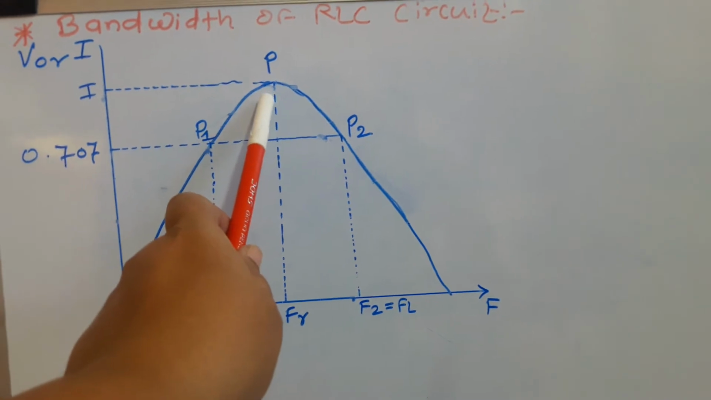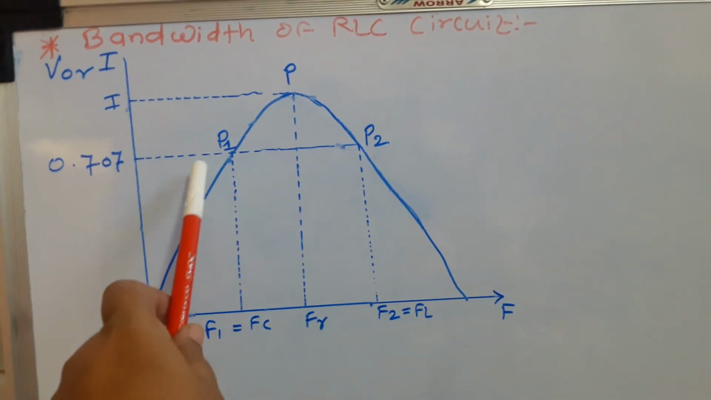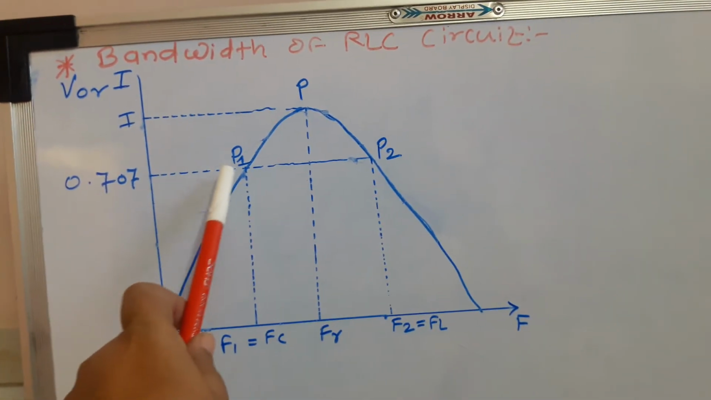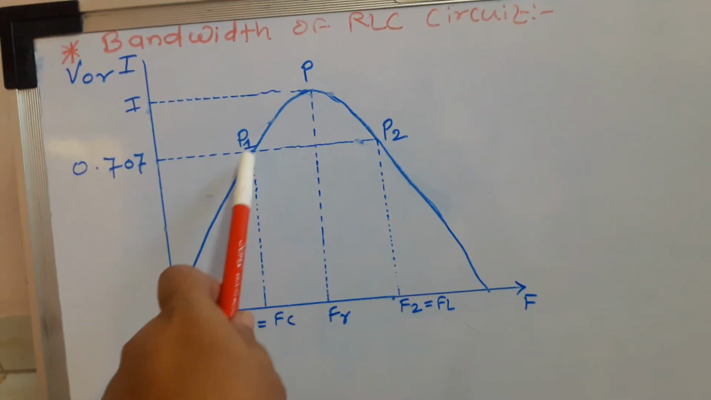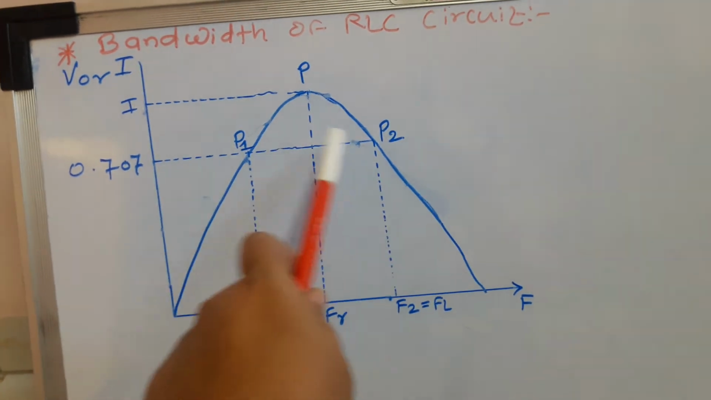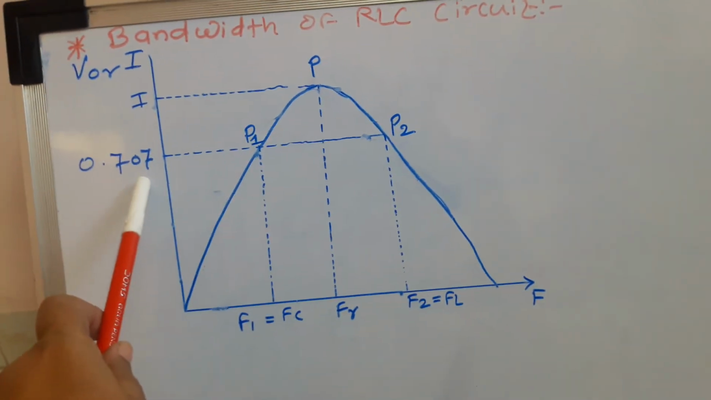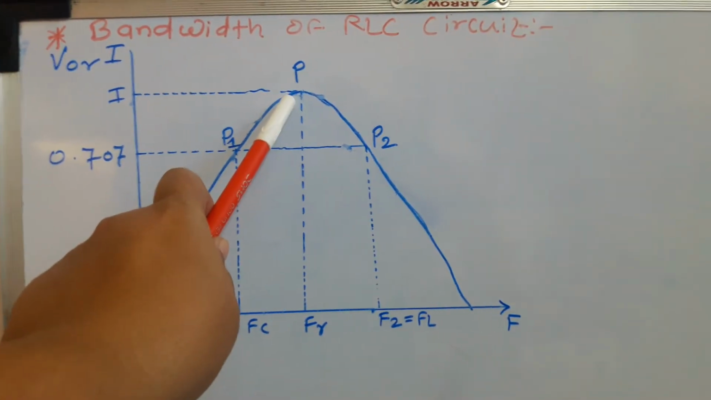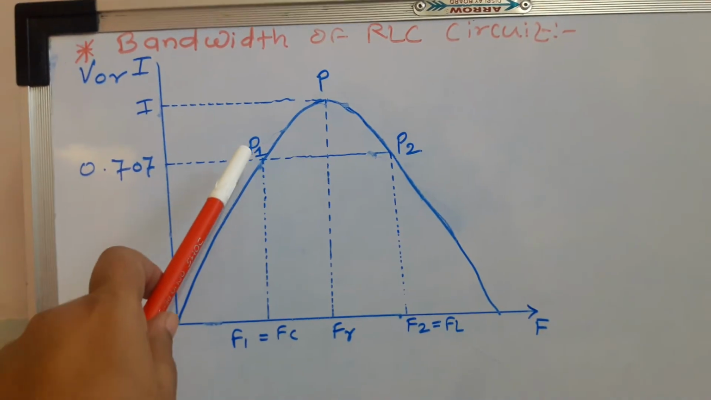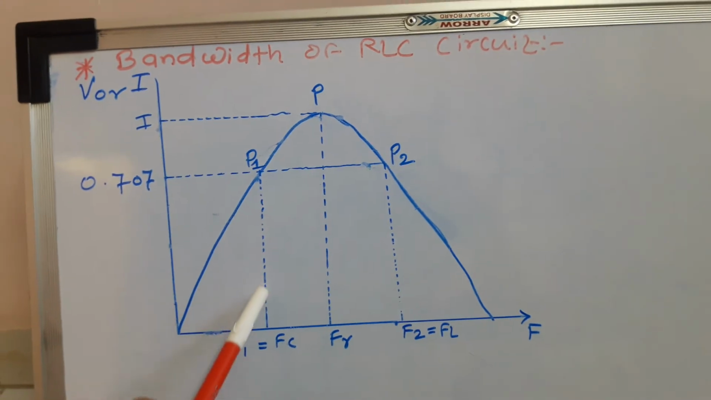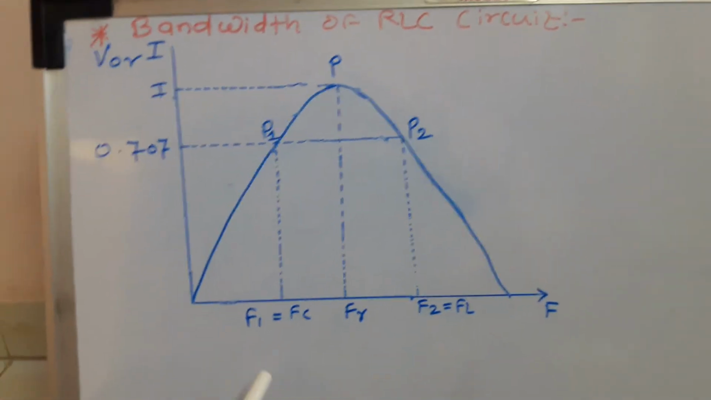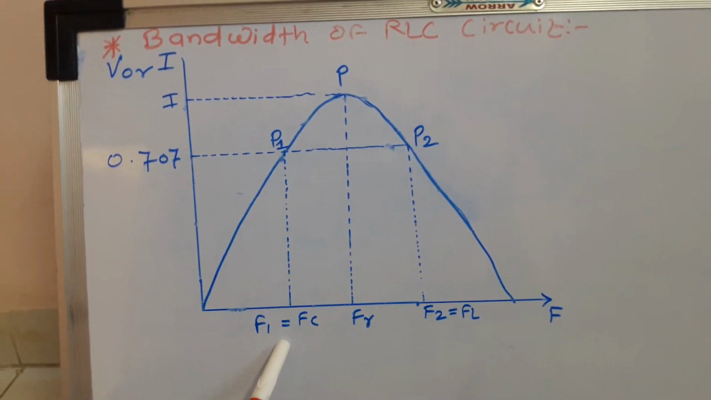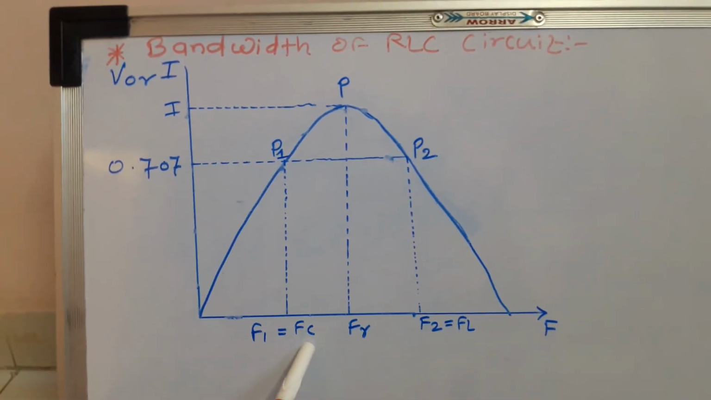Now if we calculate 70.7% of this maximum value I, we are at this dotted line. At point P1 and point P2, the current value or voltage value is 70.7% of its maximum value at point P. If we project these points P1 and P2 on the x-axis, the frequency that gives us the 70.7% value is F1 on the lower side, which is indicated by Fc.